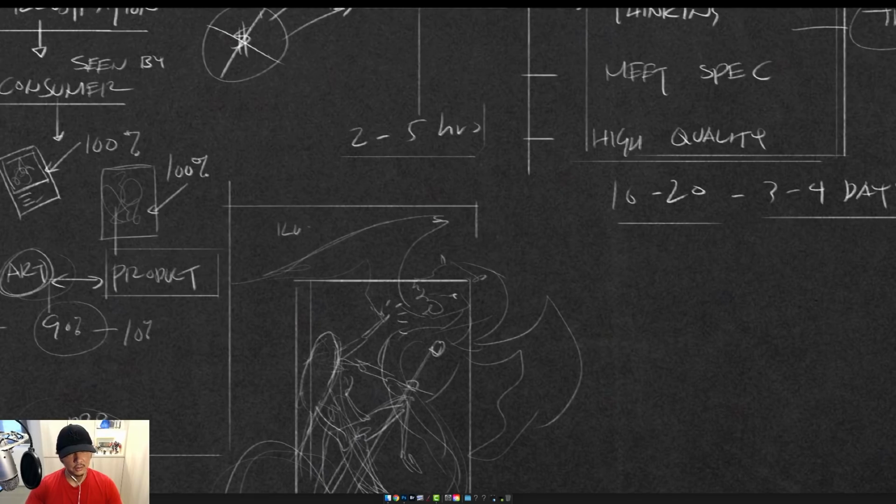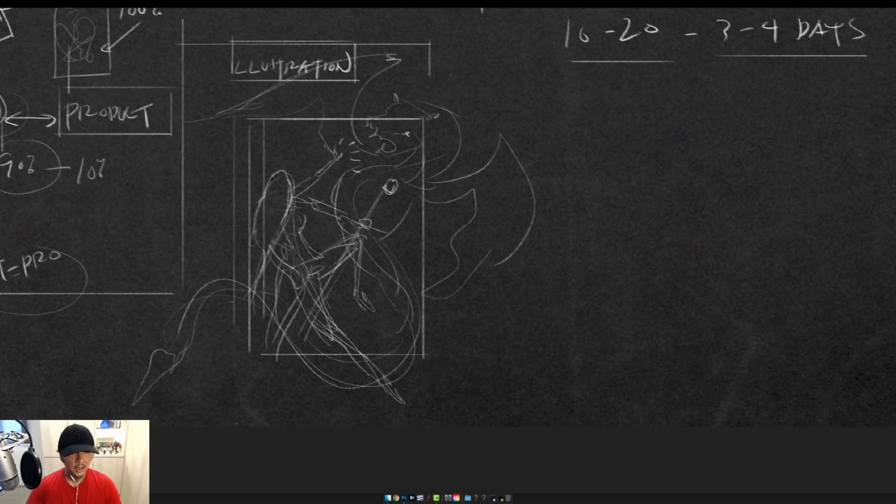So this is illustration. And this painting is seen by whoever buys this product. So if it's a Magic: The Gathering card, this will actually be seen by the consumer. Okay, makes sense so far?